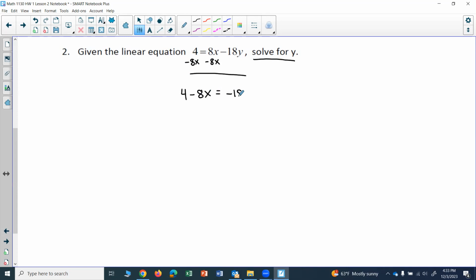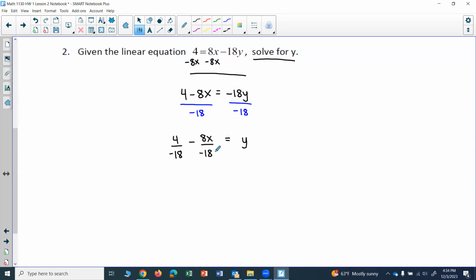equals negative 18y. And then I have to divide both sides by that negative 18 because I'm trying to get y by itself. So divide both sides by negative 18. And then on the right-hand side of the equal sign, I just have y. On the left-hand side of the equal sign, I'm actually going to split it into two fractions. So I'll do 4 over negative 18 minus 8x over negative 18.